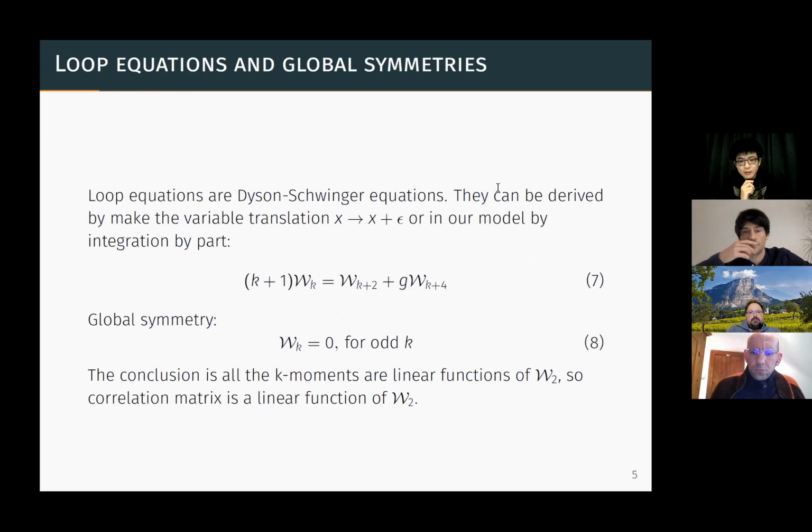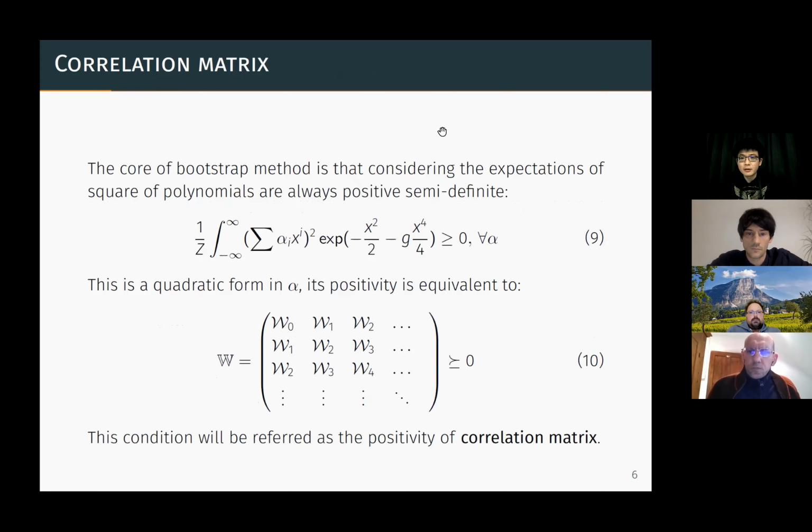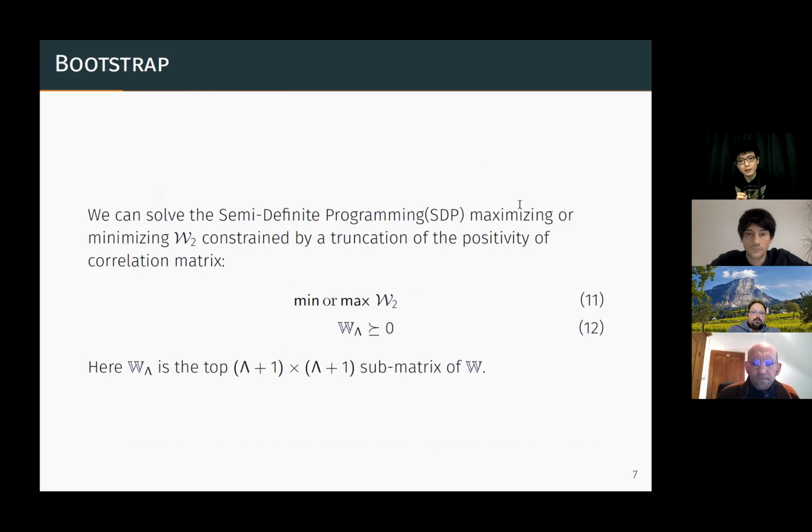Sorry, and the information about the potential is already encoded into the loop equation, right? Yes, the information of the potential is in the loop equation or integration by parts. Right, and then you express everything in terms of W2, you said? Yes. And then require positivity of this matrix, you get bounds on W2. The positivity of this matrix is just a series of algebraic inequalities on W2. So you impose positivity to get bounds for W2.